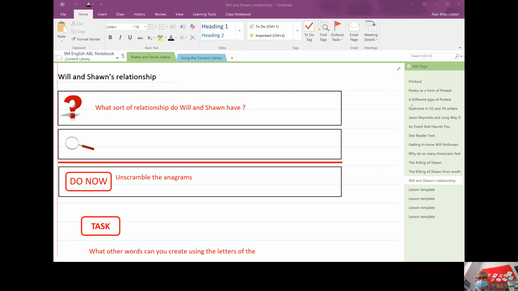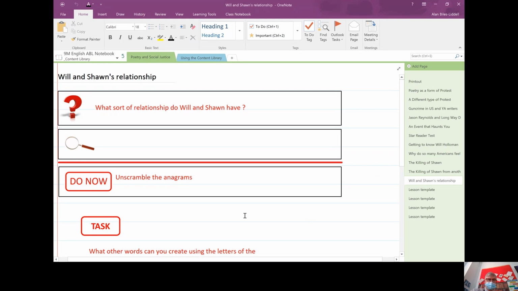What we're going to be looking at today is what we can find out about the relationship between Will and Shawn, his brother. And again we get introduced to the world of anagrams.